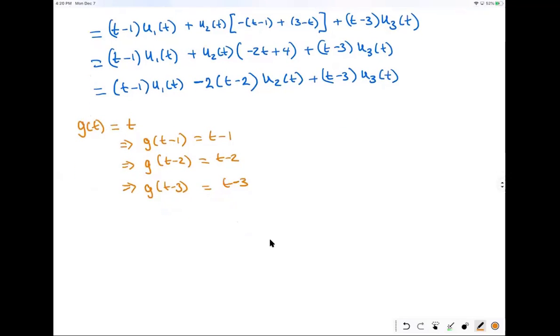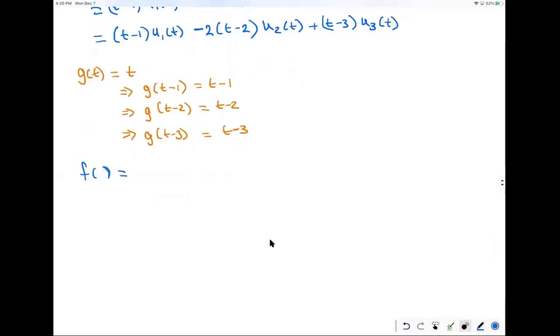So then I can substitute on all of those places. So my f of t equals g of t minus 1 times u1 of t, minus 2 times g of t minus 2 times u2 of t, plus g of t minus 3 times u3 of t. So I did all that work just to get things in that order.